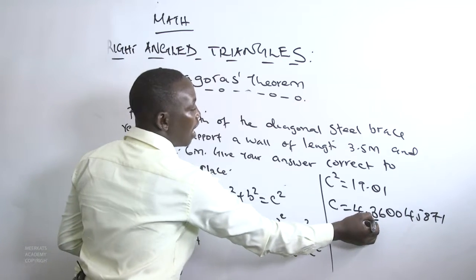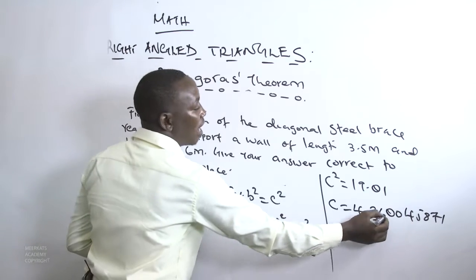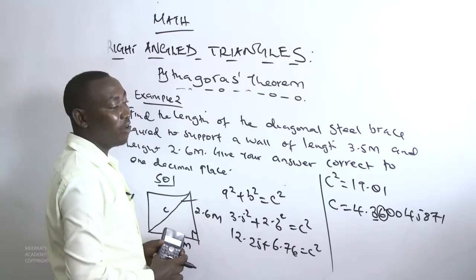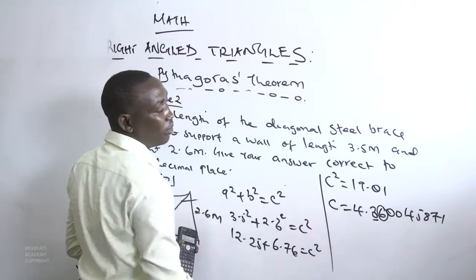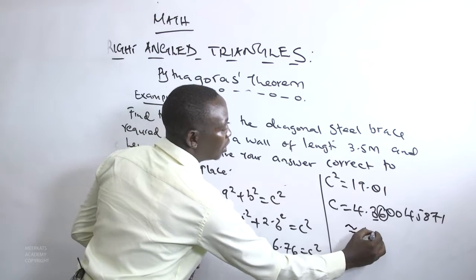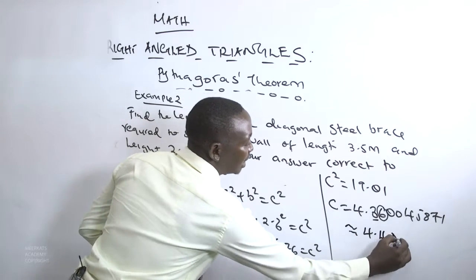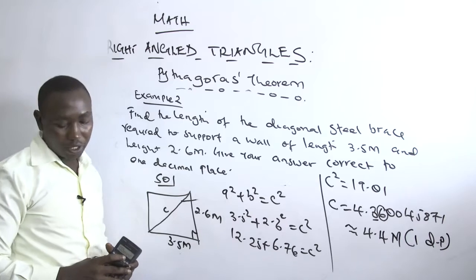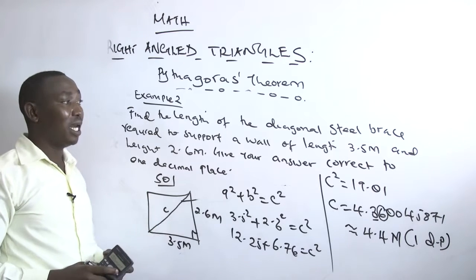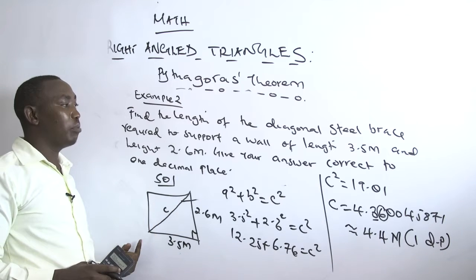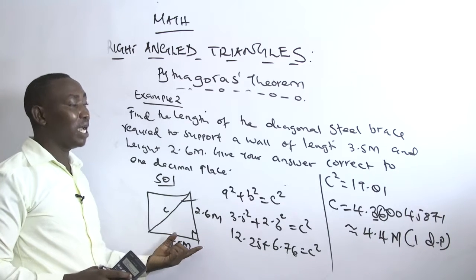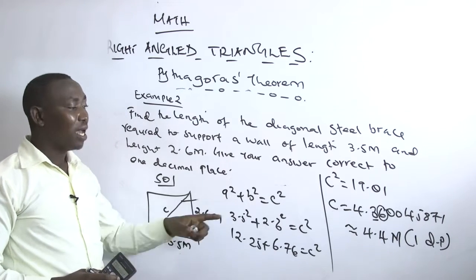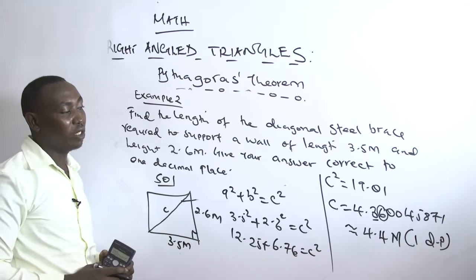So we count one figure after the decimal place and we consider the next figure. The next figure here is 6, which is more than 5. Hence, we add 1 to the preceding number, and therefore this can be approximated to 4.4 meters, to 1 decimal place. Therefore, the length of this particular metal brace that is required to support the wall of length 3.5 meters by 2.6 meters is 4.4 meters, rounded off to the nearest 1 decimal place.